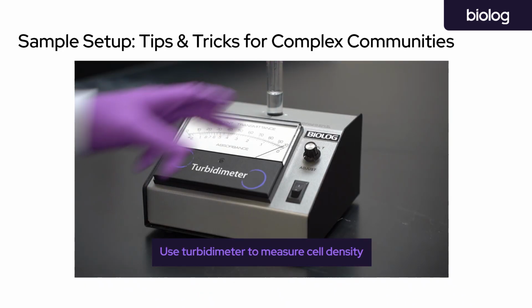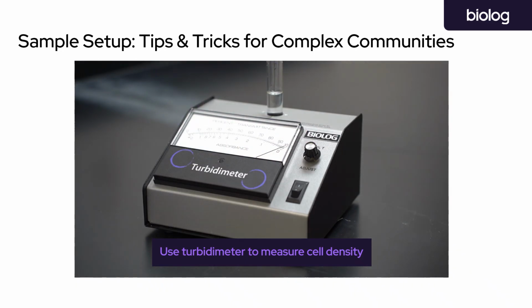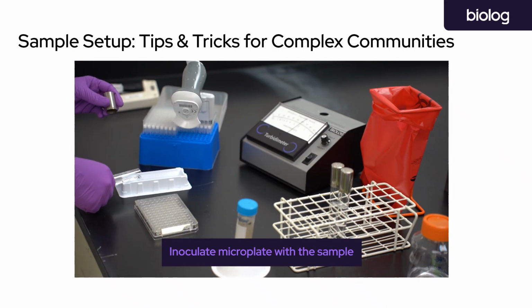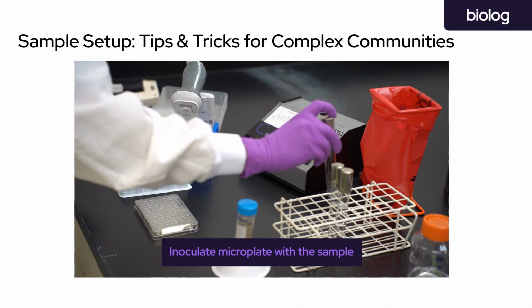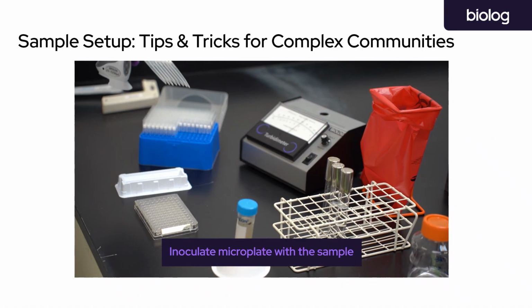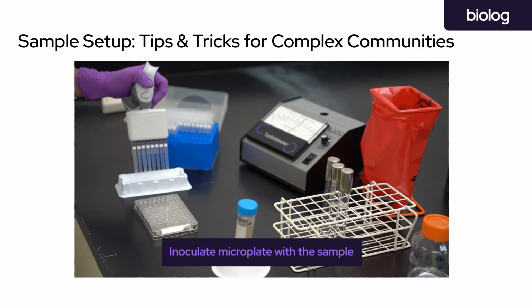Now I'm using a turbidimeter, but there's many other methods for you to normalize your cell density. This is just blanking the turbidimeter so that I get an accurate measurement. I take my dilution and I measure it and I record that density. Now I'm going to transfer that liquid onto a tray and it's time to dispense 100 microliters per well using a multi-channel pipetter.